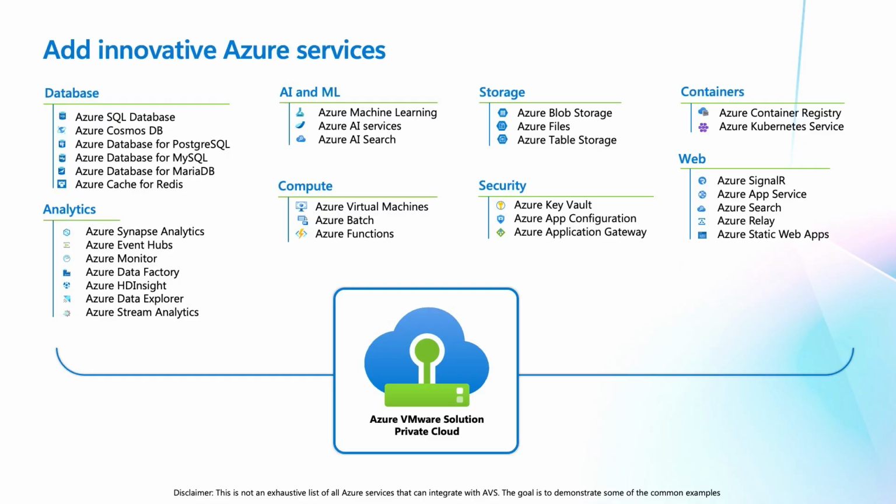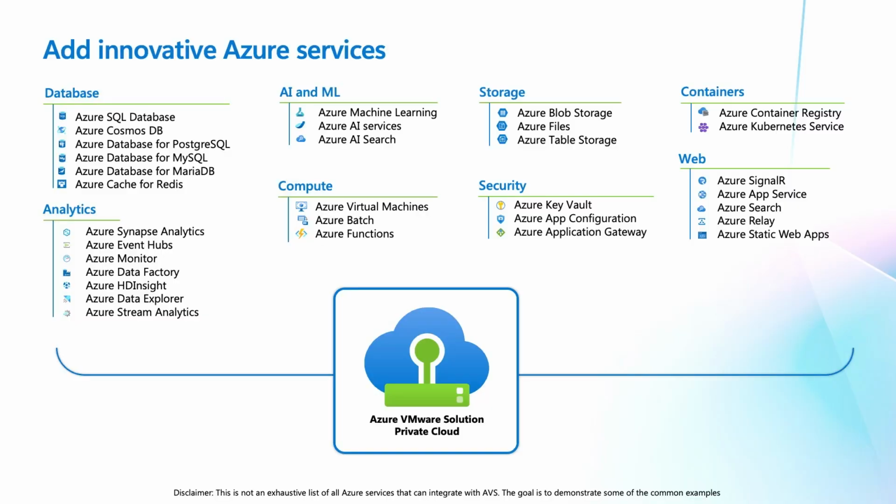Of course, we are at Microsoft the Copilot company, so I can't talk to you today without mentioning AI and ML. You can integrate things like Azure Machine Learning into your workloads, and we're going to look at that in more detail later on in the presentation. Here are a few more examples. We see storage as a pretty common option. There are a few things you can do with security both at the private cloud layer and within the workload itself. And there are some others as well.